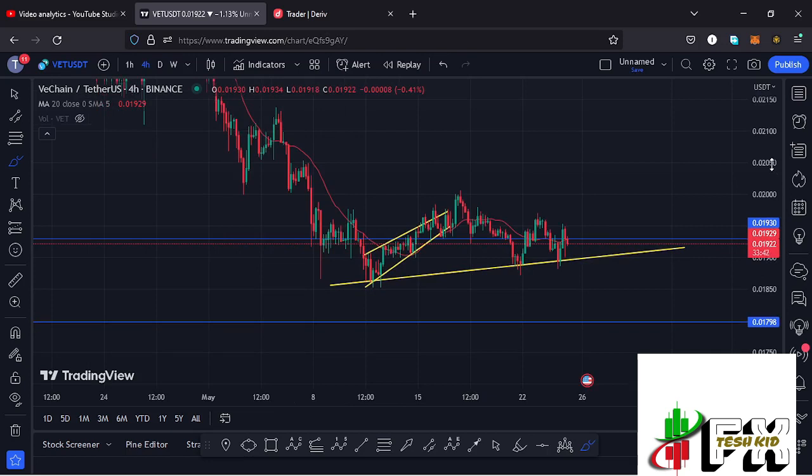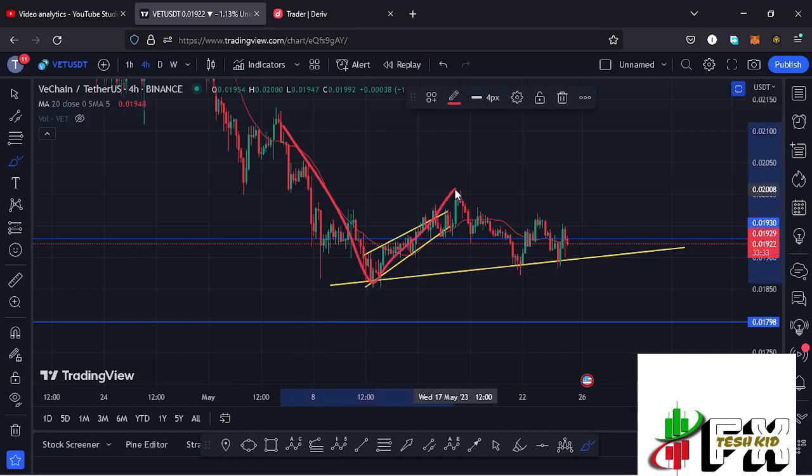And using this trend line, I also have a chart pattern that could possibly give us a breakout to the upper side, where we can have this as the first bottom because the chart pattern is a double bottom. Then we saw the formation of the neckline, then the second bottom.